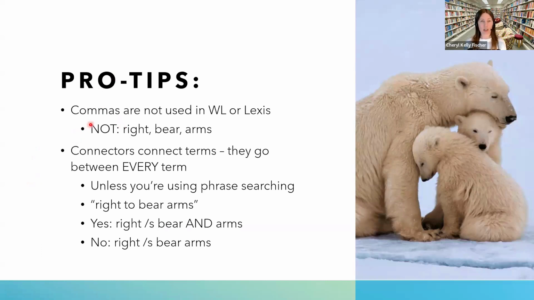Additional pro tips. Commas are not a thing. Do not use commas in Westlaw or Lexis keyword searching. So you're not going to put right, comma, bear, comma, arms. I see students try that and it's not a thing. Don't use commas. Again, I said this before, but connectors connect terms. So they go between every term, unless you're phrase searching, in which case there's not a connector, but you've got those quotation marks. So you would put right with a connector, bear with a connector, and arms. In this one, you'll notice there's a connector missing between bear and arms, and so the algorithm is going to sort of make a mess of this. If you want to avoid that, make sure you've got connectors between each word.